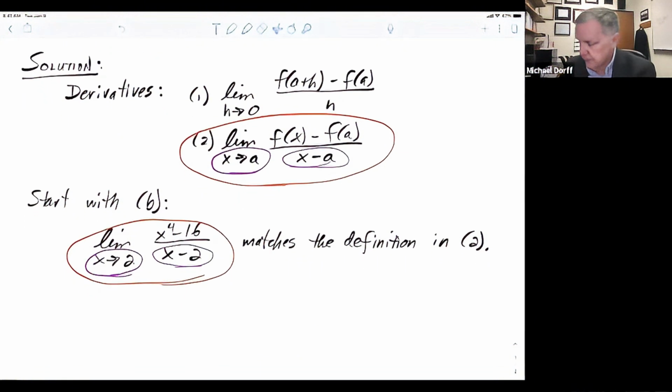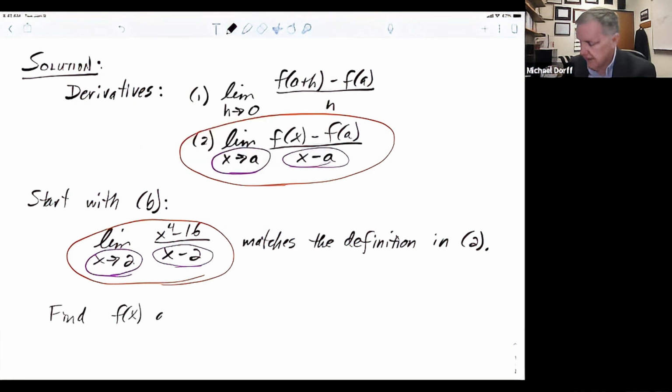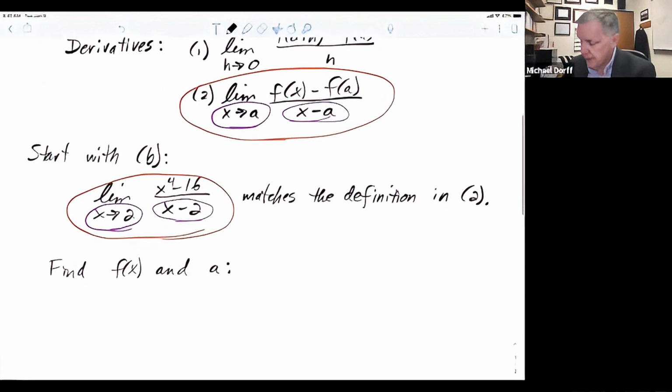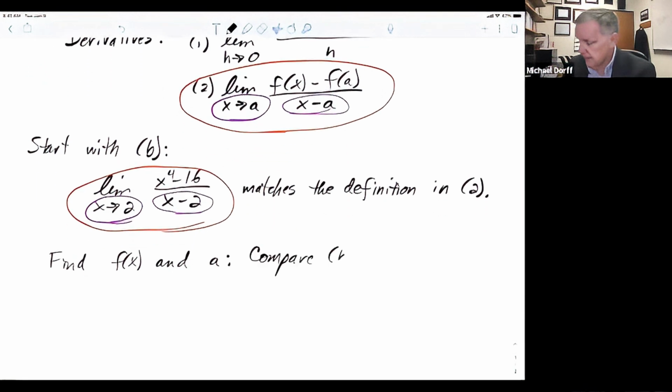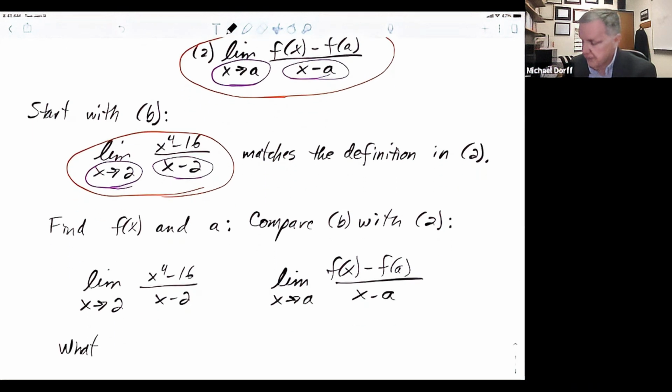So what we need to do is find f of x and a. I'm just going to compare these two. Compare B with 2. Here's B, the limit as x goes to 2 of x to the fourth minus 16 over x minus 2. And here is 2, the limit as x goes to a of f of x minus f of a over x minus a. So the first thing I would ask myself is, what is a? It's going to be a number.